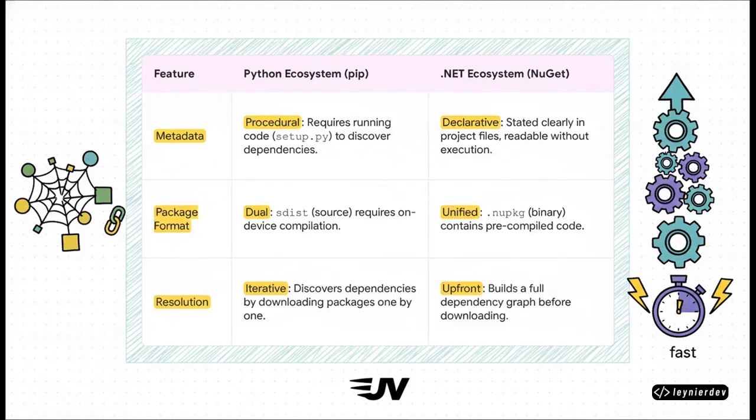This table right here contrasts the two core philosophies perfectly. See, in an ecosystem like .NET's, things are declarative. All the information about dependencies is just right there, stated upfront in a file. But Python? Well, Python is procedural.